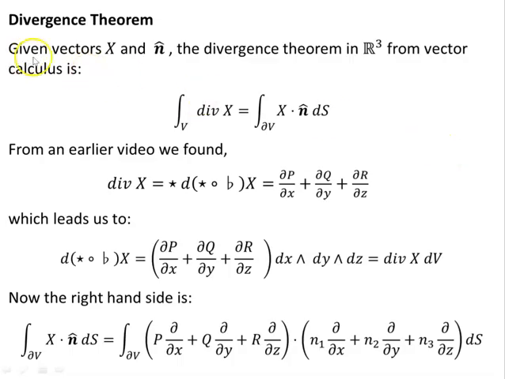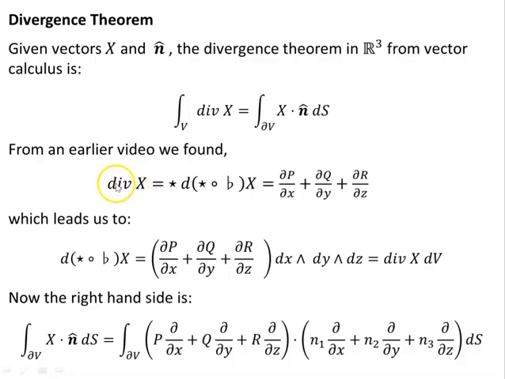All right, so divergence theorem. Given a vector x and a unit normal vector, the divergence theorem in R3 from vector calculus is, and this is a normal to some surface: in R3, Euclidean space, the integral of the divergence of x over a volume V is the integral of x dotted with the unit normal vector, and surface element ds, over the boundary partial V. That's the boundary of this volume V here.